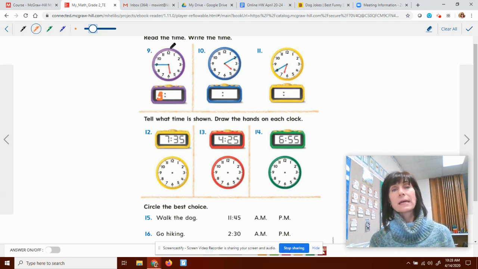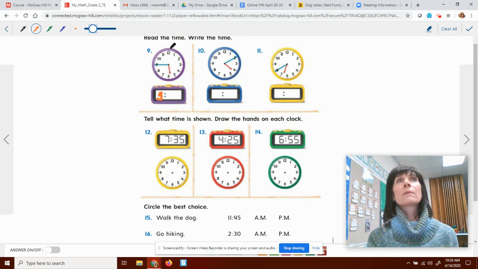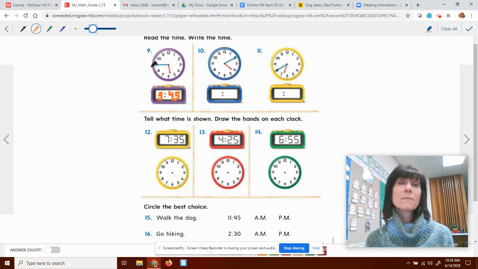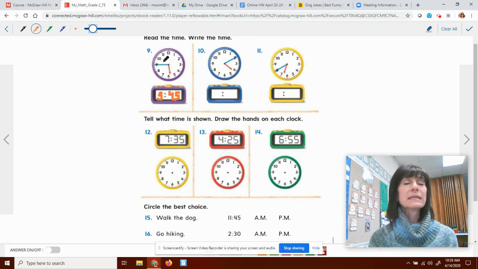Remember, with minutes, just like the other day, we could go ahead and count 5, 10, 15, 20, 25, 30, 35, 40, 45. So we can say this is 5:45. You could also do the shortcuts, though. If you remembered that a quarter of an hour was 15, at the 6 was 30, at the 9 is 45, it makes it a lot easier.